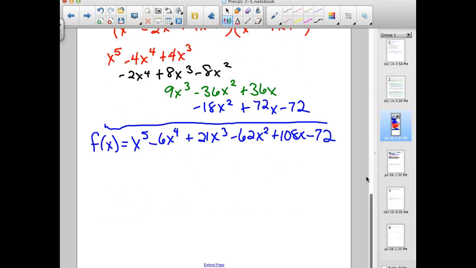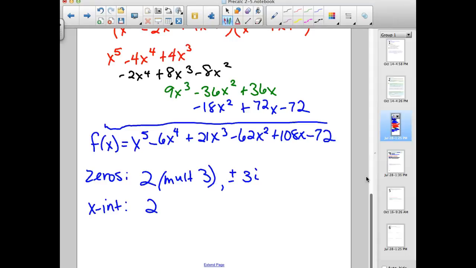All right, and then our zeros. From the original factorization, we have 2. It has multiplicity 3, so it accounts for 3 of our zeros. And then we also have positive and negative 3i. So there's all 5 zeros. Again, the only one that's going to show up as an x-intercept would be the 2. And because it has multiplicity 3, it's going to cross the x-axis with a twist.